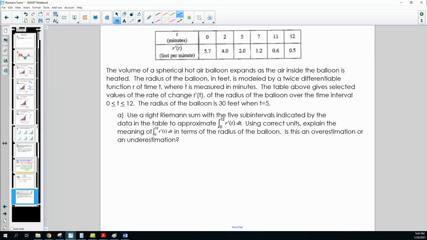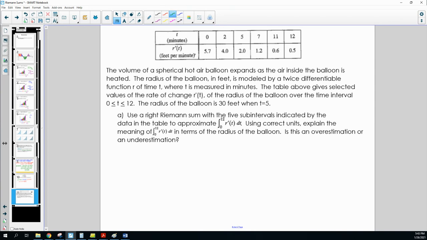We don't really need to use that right now, but when we combine this with other parts of a question, that'll be useful at some point. So the question: use a right Riemann sum with the 5 intervals indicated by the data in the table to approximate the integral from 0 to 12 of r prime of t dt. So find the area under the curve from 0 to 12. Let's worry about that first, and we'll read the rest of the question. So we're using a right Riemann sum.